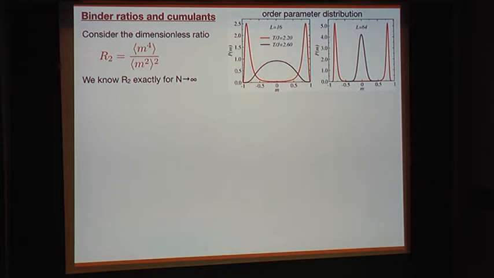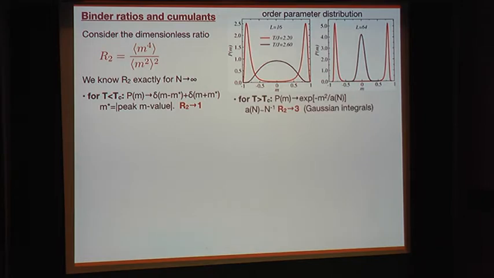Now if we look at this ratio for T less than Tc, it's very easy to see that it will be 1 because, when the system becomes really big, these Gaussians, we can just treat them as delta functions. So if we just compute the expectation value with a delta function, we just get m⁴ is the same as m² squared, right? So this ratio goes to 1 below Tc. If you are above Tc, then you have Gaussian fluctuations, and by just evaluating Gaussian integrals, you can see that this ratio goes to 3 in the Ising model.